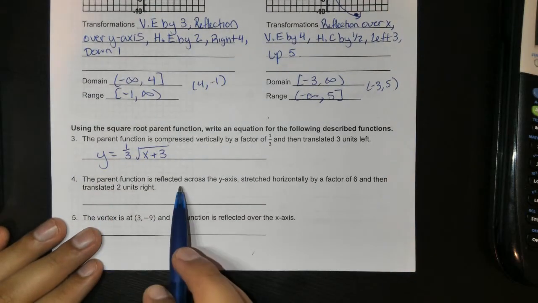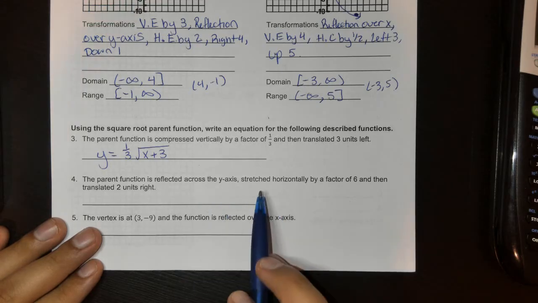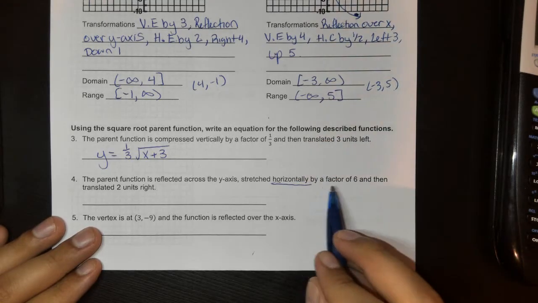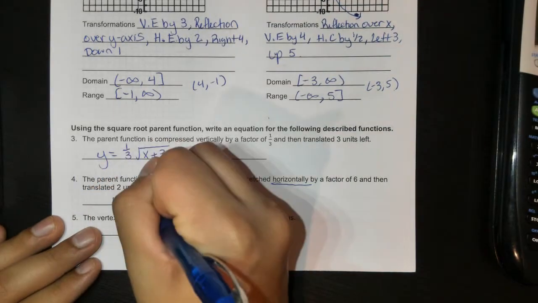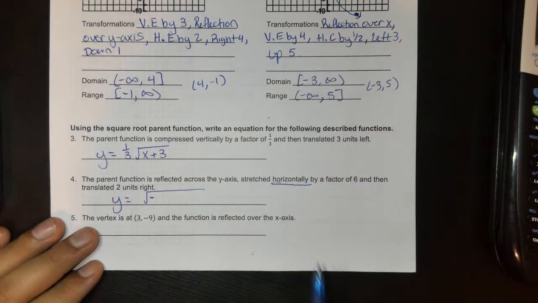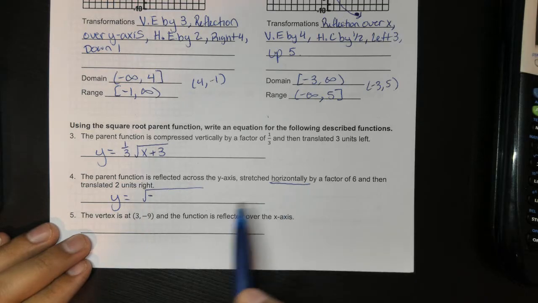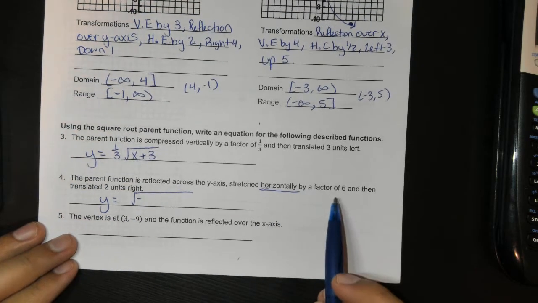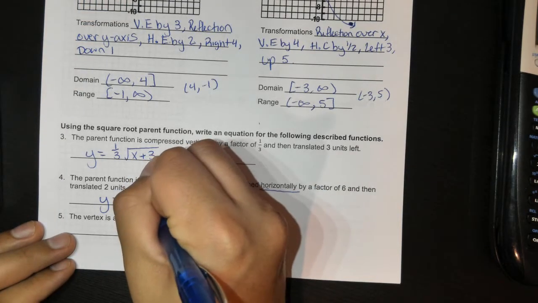For number 4, reflection over the y-axis, so we need a negative inside the square root. It's stretched horizontally by a factor of 6, and then translated right 2. Reflection over the y-axis, so the negative is on the inside. This is a horizontal stretch, so horizontal also means the inside. Remember, this is completely the opposite. So instead of 6, you would put 1/6.